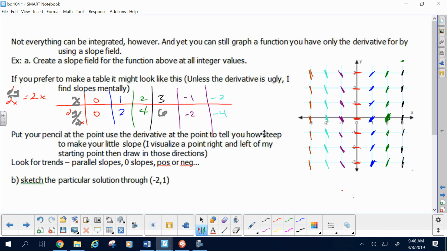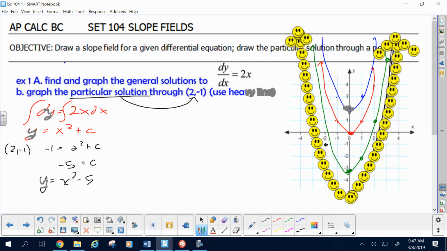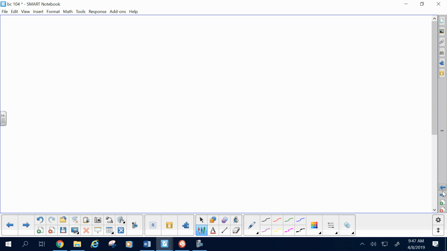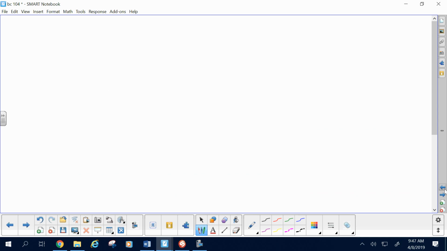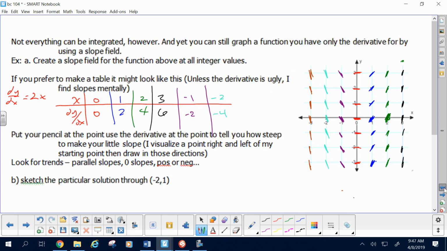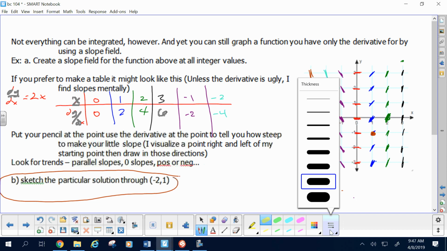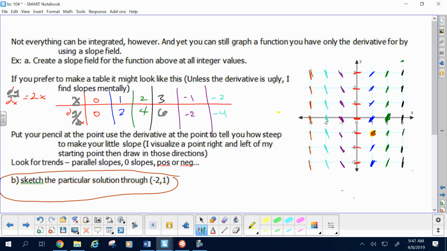Now, just like before, we could get an exact solution through a given point. If I gave you a point that it went through, then you could do a little dot to dot, connect the dots kind of thing. I'm telling you that there was an original curve that went through 2, negative 1. So right here, yeah?